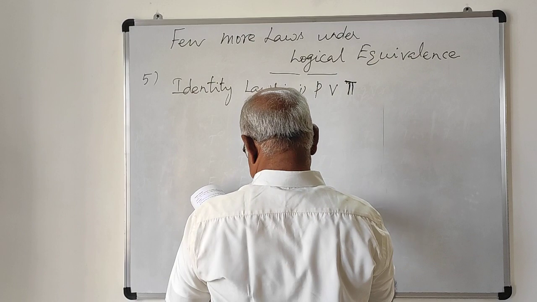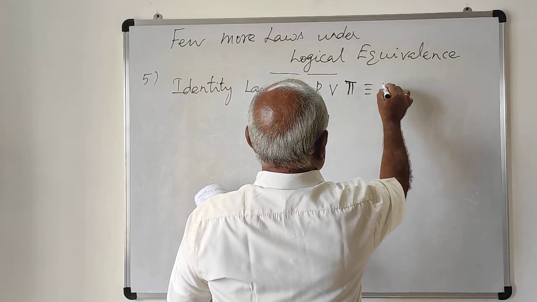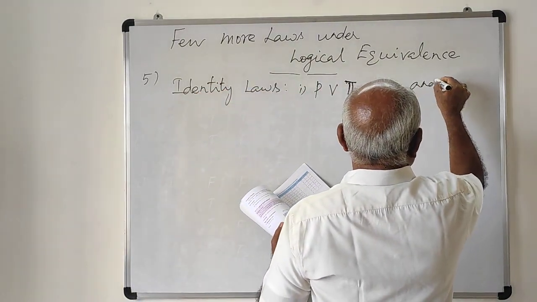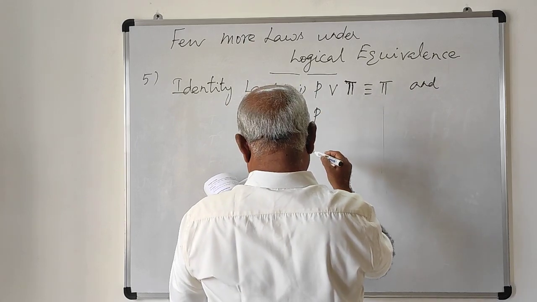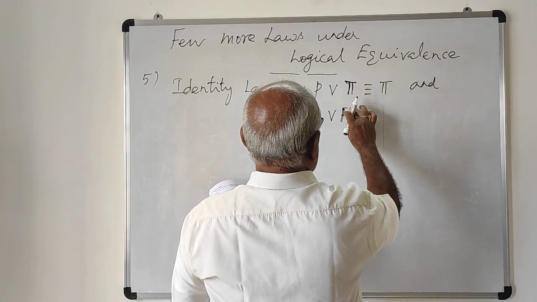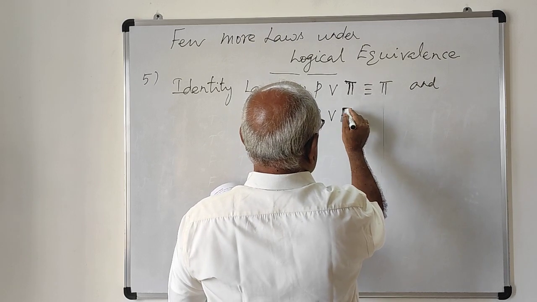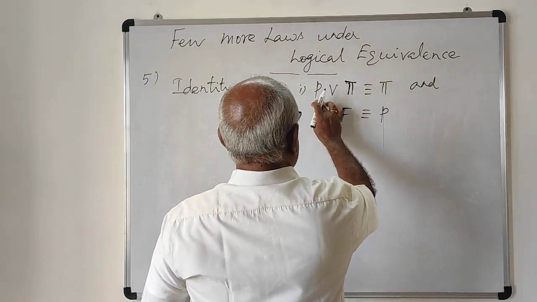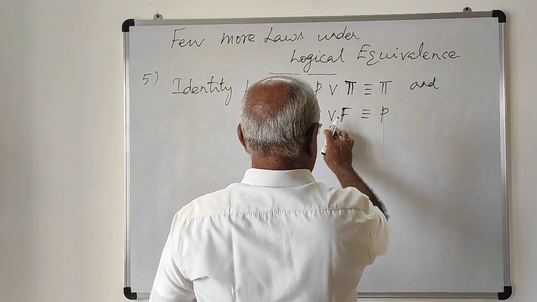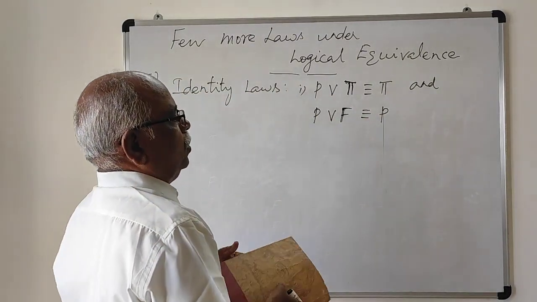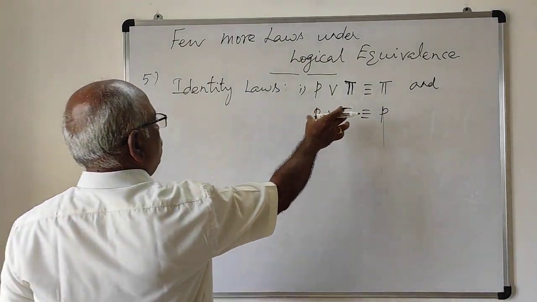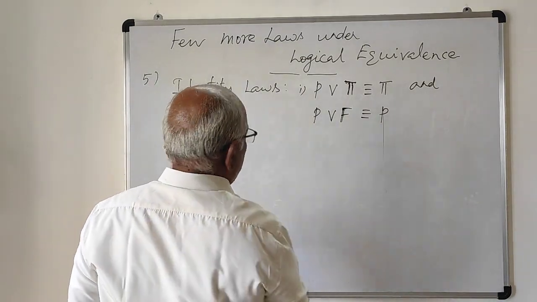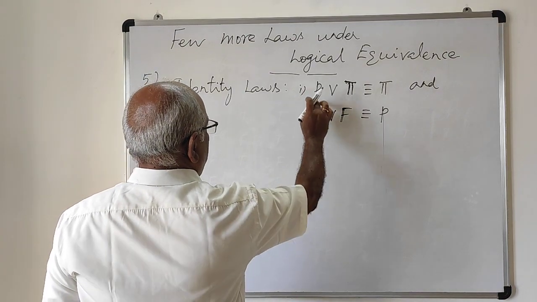P disjunction tautology is equivalent to tautology, and P disjunction contradiction is equivalent to P. These two laws we are going to see. These are called identity laws. The second set is also there and we will see it after that. First we will derive this first set of laws.